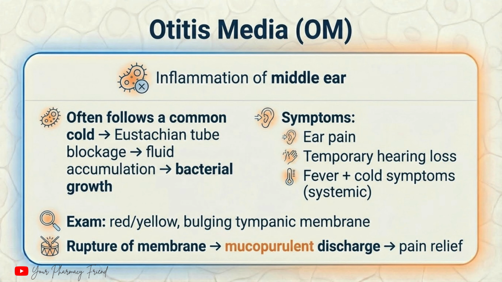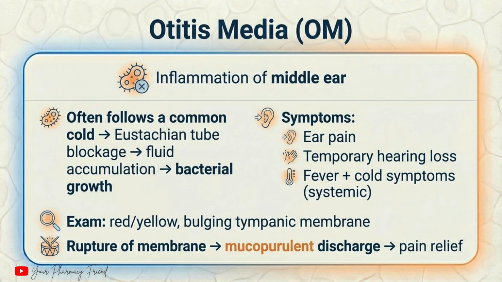Otitis media is inflammation of the middle ear. It commonly follows an upper respiratory tract infection. The mechanism involves blockage of the eustachian tube, which connects the middle ear to the nasal cavity. This blockage leads to fluid accumulation in the middle ear, creating an environment favorable for bacterial growth.